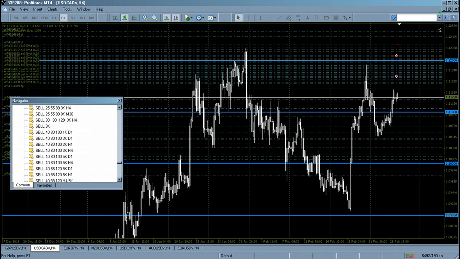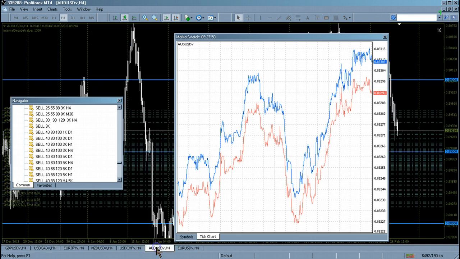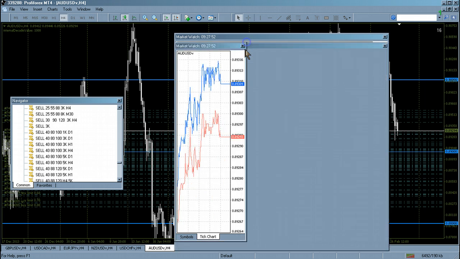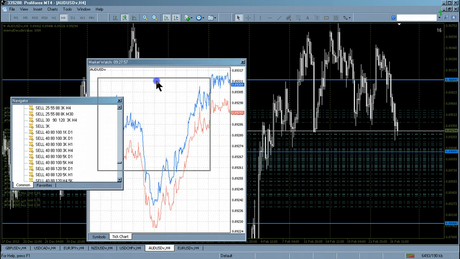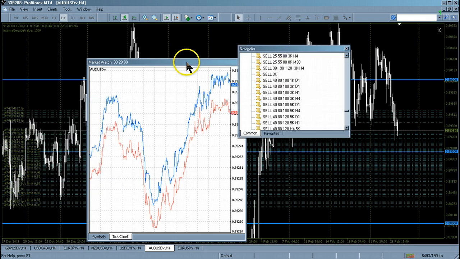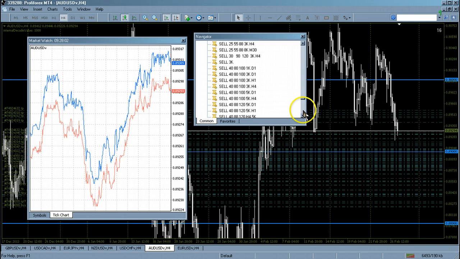Here's the tick chart of the wild, wacky Australian dollar, which is plummeting into new lows. So I'm buying that. Same theory, giving the market a time limit and a price limit. So we got to get there.